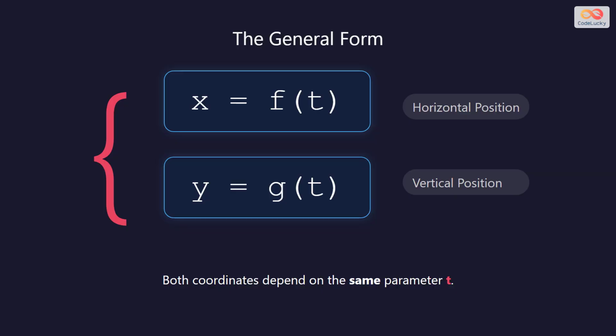Here is the general form. We have a system of two equations. X is a function of t, which gives us the horizontal position. Y is a separate function of t, which gives us the vertical position. Both depend on the same parameter value.